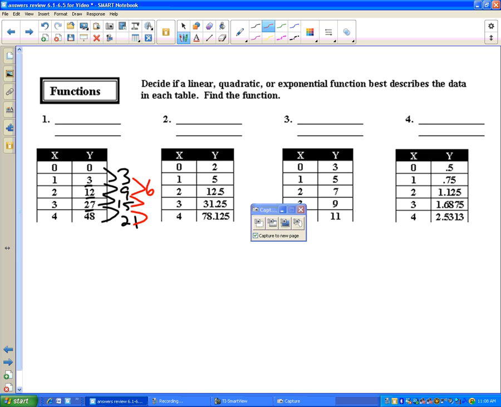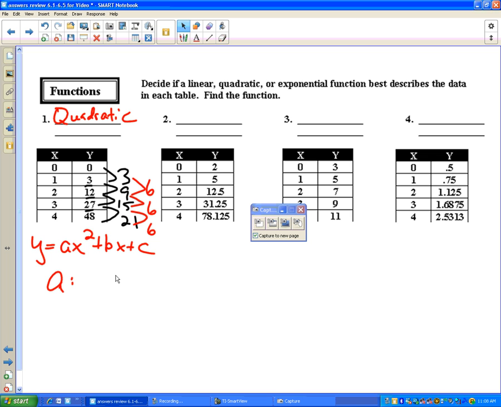9 minus 3 is 6. 15 minus 9 is 6. 21 minus 15 is 6. My second differences are the same, so that tells me that this is quadratic. What is my equation? I know it's in the form y equals ax squared plus bx plus c. A is half the second difference. So A is half of 6, or it's 3.